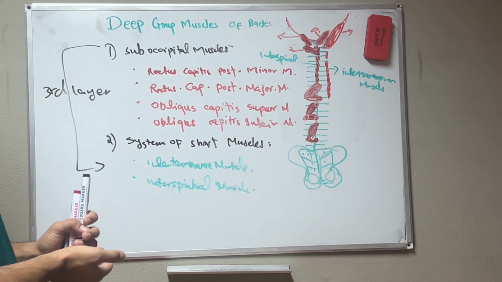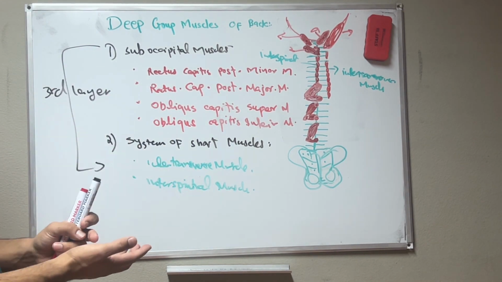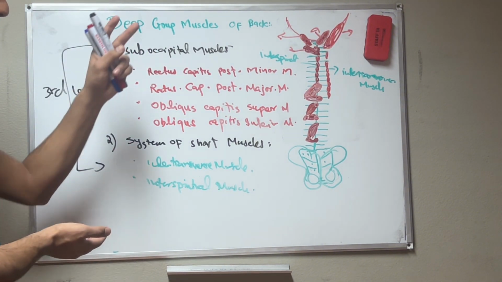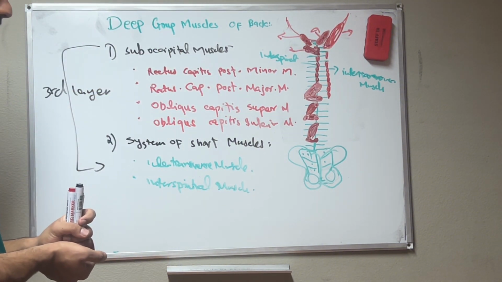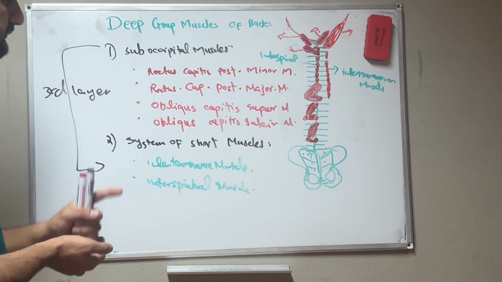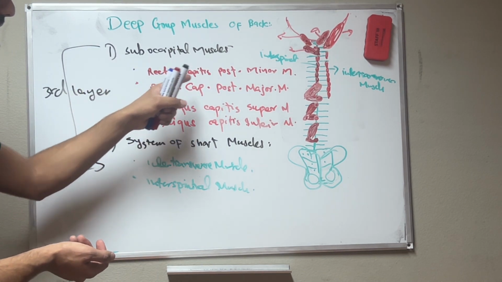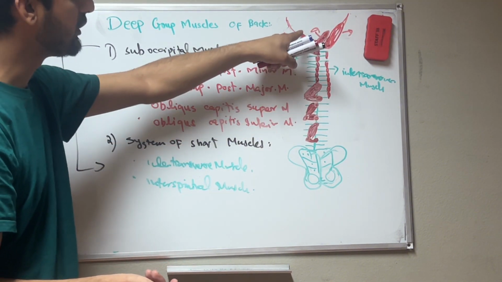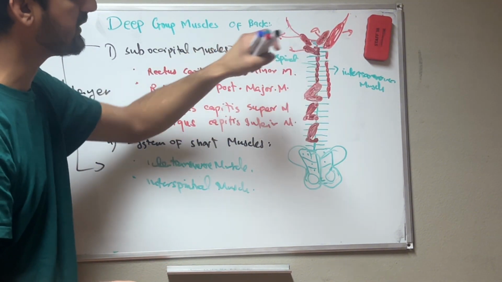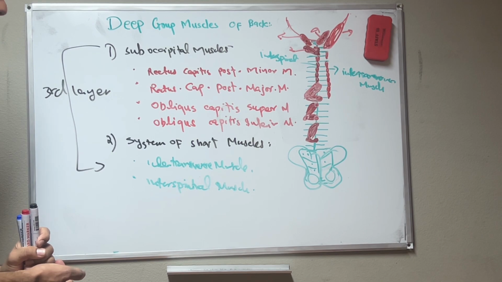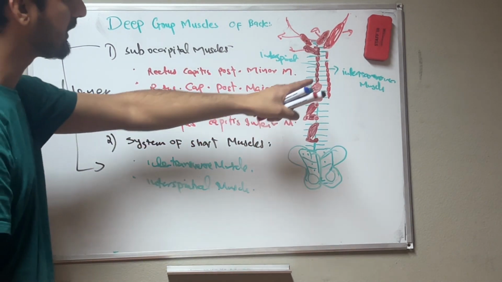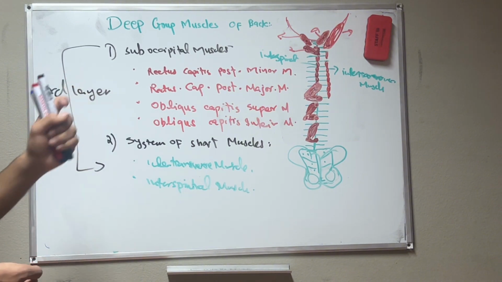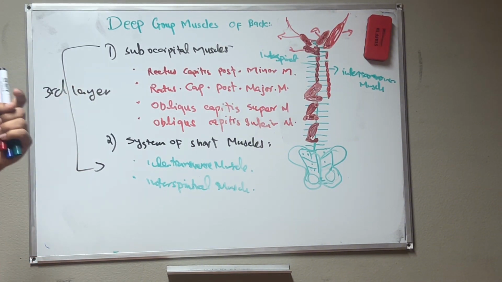Then we will discuss each muscle. First we discuss the five sections into which we divide the deep muscles of the back. Suboccipital muscles: rectus capitis minor, rectus capitis major, then superior obliquus, then inferior obliquus capitis. And then we have intertransversus and interspinalis muscles, and these muscles are the third layer of the deep back muscles.